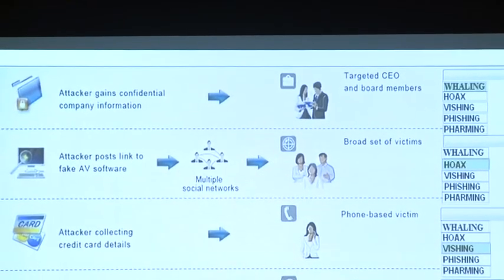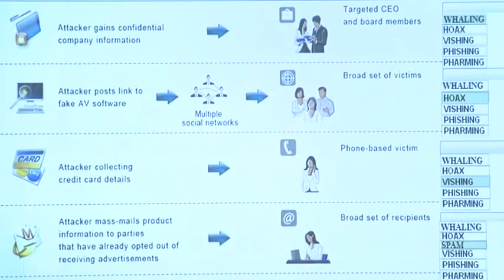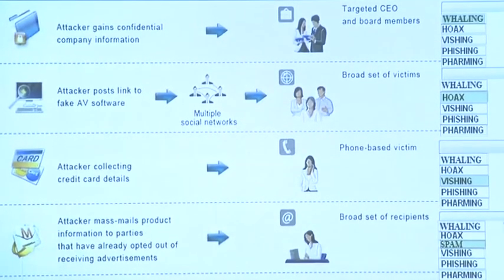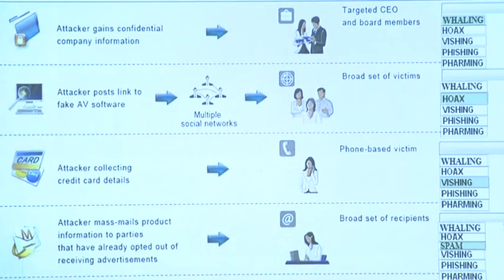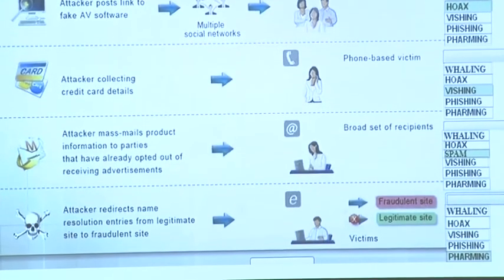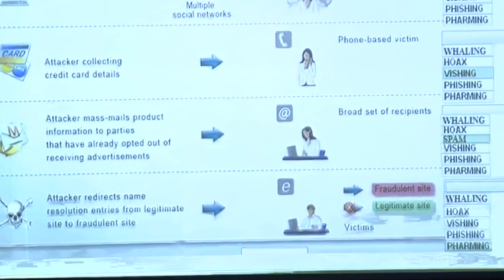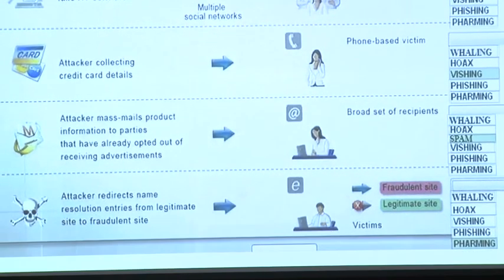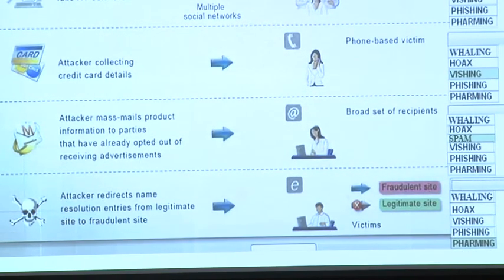If my attacker is going to collect credit cards over the phone, this is vishing. If the attacker is going to do a mass mailing of product information to parties that have already opted out of receiving advertisements, so my recipient group is going to be a broad set of recipients, this is spam. They don't want it. We're sending it to them. And finally, the attacker is redirecting name resolution, usually domain name resolution, entries from legitimate sites to a fraudulent site. This is known as pharming because I'm redirecting you over to a fraudulent site instead of your legitimate site. Okay?